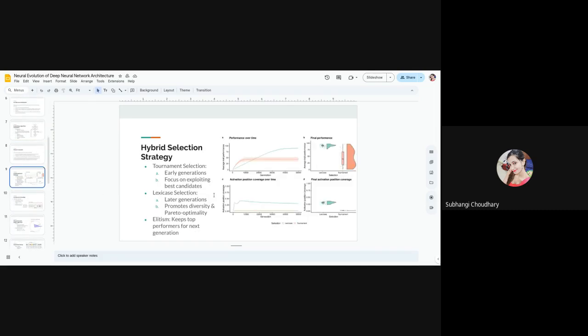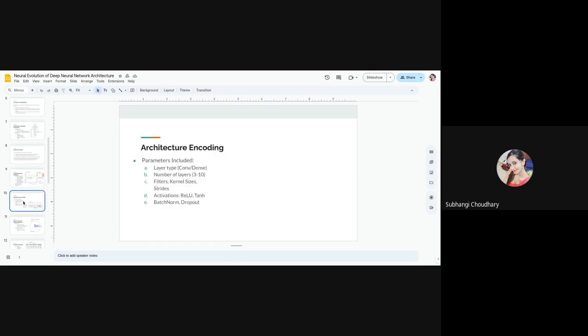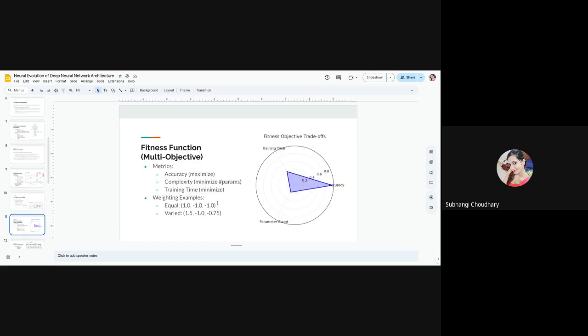Then I have the hybrid selection strategy, which combines tournament selection, lexicase selection, and elitism. Then we have the architecture encoding, which has parameters including layer type, number of layers, filters, kernel sizes, and activations. We have the multi-objective fitness function, which has metrics and weighting examples.